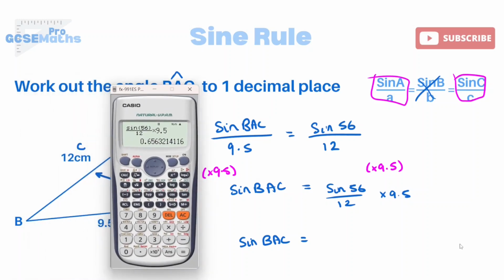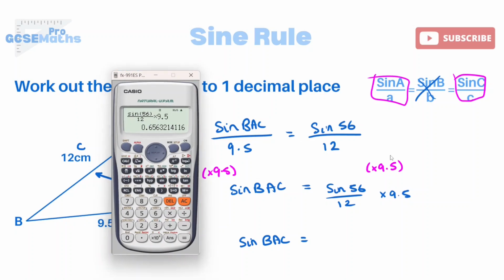This is very similar to when we did SOH CAH TOA. When you're trying to work out an angle with trigonometry, whether it's SOH CAH TOA, or the sine and cosine rule, you're always going to have to do sin inverse, because you see how here I've got sine of angle BAC equals. That's not just angle BAC, is it? That's sine of the angle. So I'm going to have to do sin inverse.